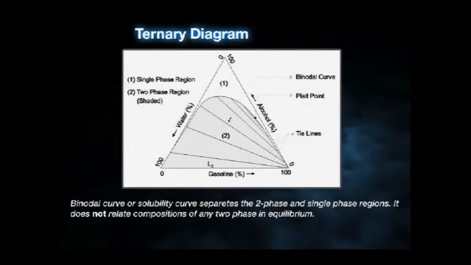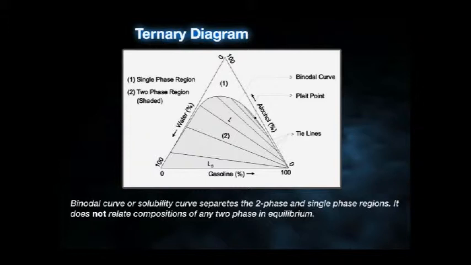The plait point shows us a point where the two compositions of the separate phases are identical. They're exactly the same. It's the first position where you have a single phase, actually, where the binodal points are so close to each other that they become identical. We'll go further into that. Okay, so single phase region, two phase region.